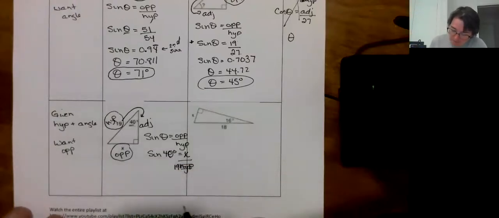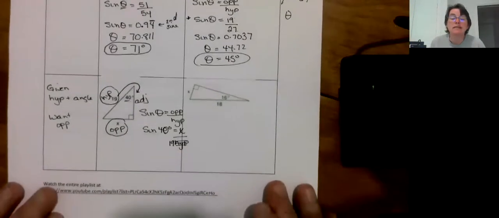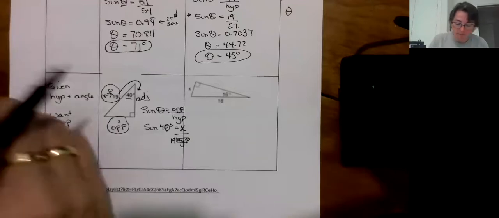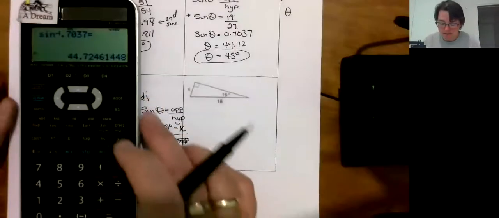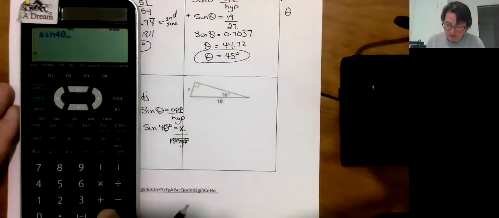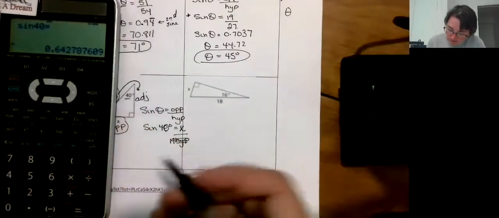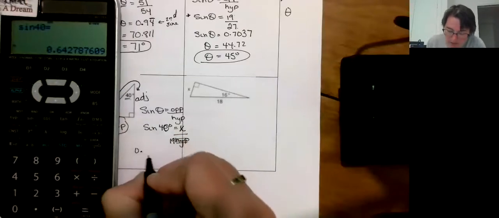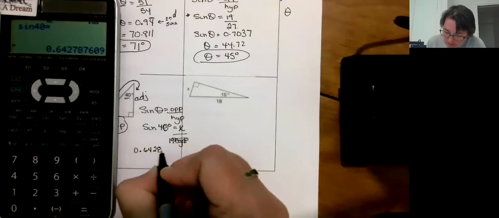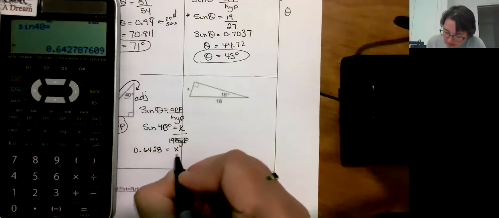All right, now, there's a number of ways to solve it at this point. I'm going to do the easiest one, which seems to cause the least grief among students. And I'm going to tell you to do sine 40 on your calculator right now. So sine 40, and you get 0.6428 is equal to x over 19.